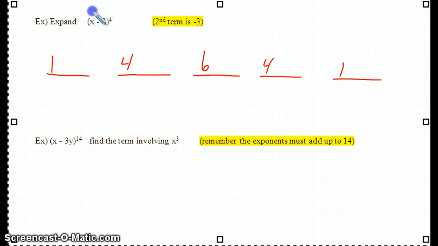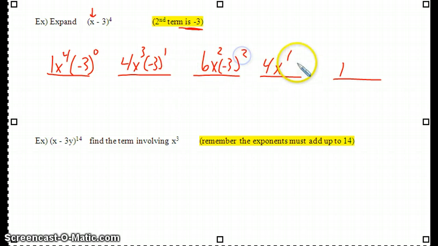Alright, so we start off by taking the first term, which is x, and raise it to our highest exponent, which is 4, 3, 2, 1, and then no x's at all. Here, we're going to take our second term, and I made sure that we recognize that it's a negative 3 raised to the 0 power, then the 1st, 2nd, 3rd, and 4th. And then we can go through and figure out what this reduces down to. Now, negative 3 raised to the 0 power is 1, so this is just x to the 4th.